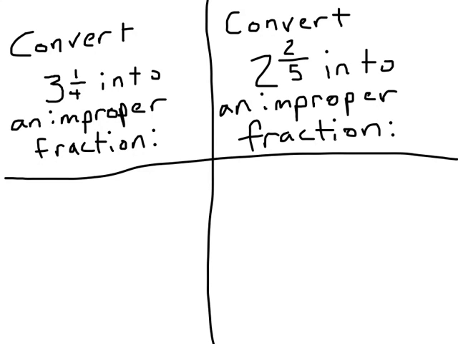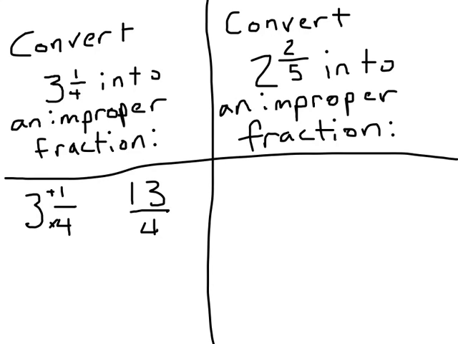Let's start with a couple warm-up questions. First, convert 3 and 1/4 into an improper fraction. Remember, when I'm converting a mixed number into an improper fraction, first, I have 3 groups that have 4 pieces each. So I'm going to multiply 3 times 4. What's 3 times 4? It's 12. I also have one additional piece. What's 12 plus 1? 12 plus 1 is 13. My denominator stays the same, so 3 and 1/4 is the same as 13 over 4.